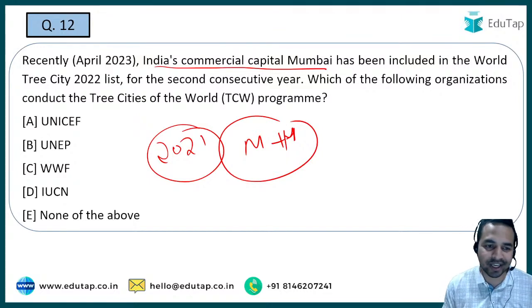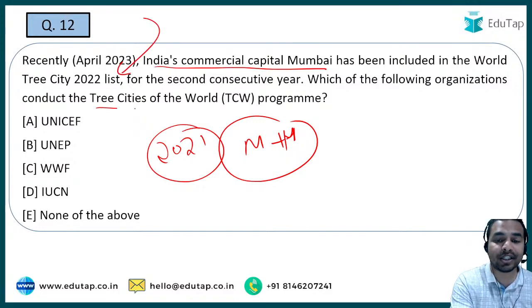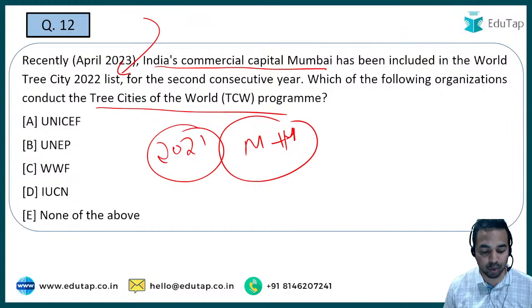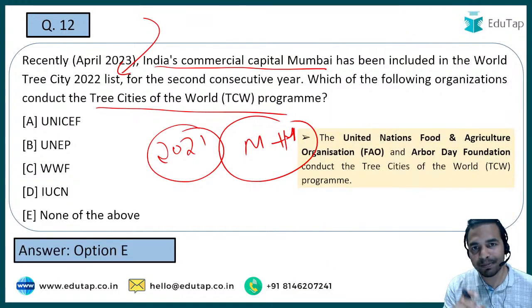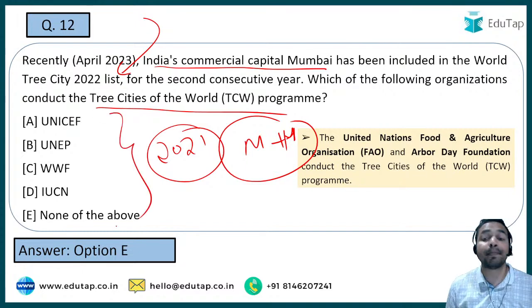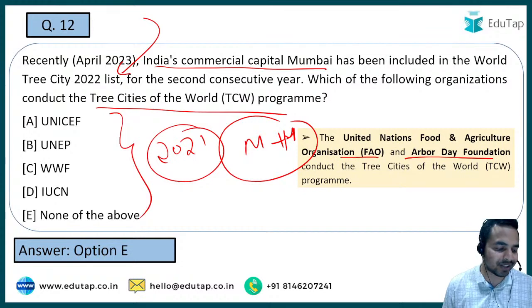और आपके सामने question ये है कि ये जो list है, इसमें से कौन सी organization है जो conduct करती है Tree Cities of the World program. So here some options are provided to all of you. You are just required to identify the name of those organizations which basically conduct this Tree Cities of the World program. And here guys, none of these options is right, because those organizations are basically UNFAO, that is United Nations Food and Agriculture Organization, and the Arbor Day Foundation, which conduct the Tree Cities of the World program, and that is the right answer to this particular question.